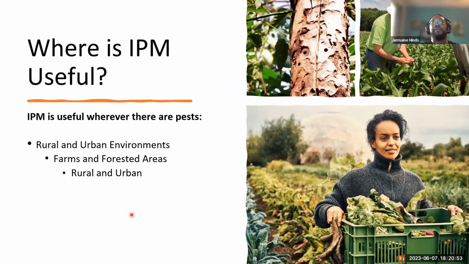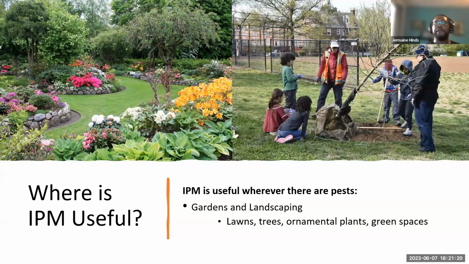So where is IPM useful? IPM is useful wherever there are pests. So in rural and urban environments, in forest trees where there might be boring beetles and things that are pests to some of the native trees, on farms. So you have agricultural pests that are attacking produce and things like that. But also in rural and urban areas, so urban farms, urban structures, and things like that. So again, IPM is useful wherever there are pests.